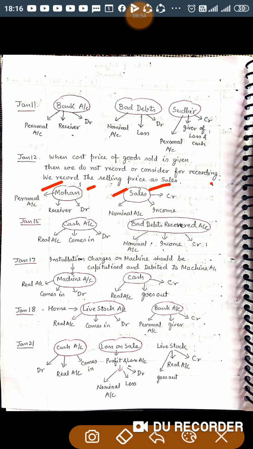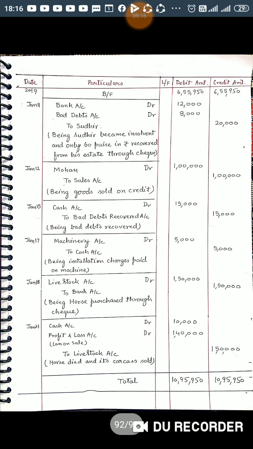Mohan is a personal account, he is the receiver of the goods. Debit the receiver, credit the giver, so here Mohan should be debited. Sales is a nominal account, it's an income for the business, so it should be credited. Nominal account rule is debit all expenses, credit all income. So the sales account should be credited, and you will write it here.